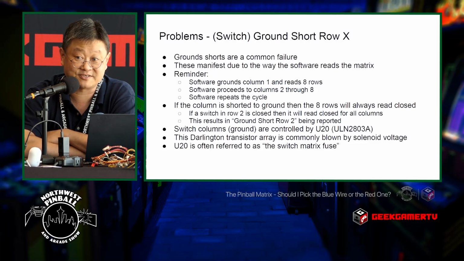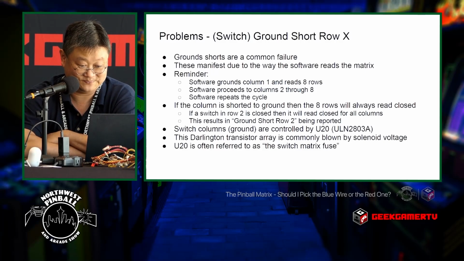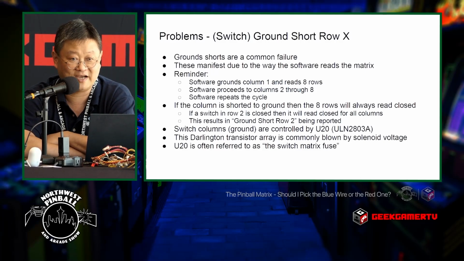The grounding mechanism is that U20, ULN2803, which is a Darlington transistor array, which people in the know often call the switch matrix fuse, because it blows a lot. And it blows when you touch solenoid voltage onto the switch matrix, because that IC is not rated to handle solenoid voltage. I believe it's rated to handle 50 volts DC. Solenoid voltage is 70 volts DC. You put 70 volts through there, it's going to blow. And that's what happens.